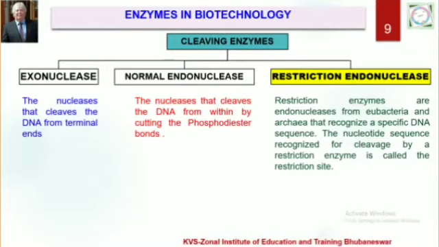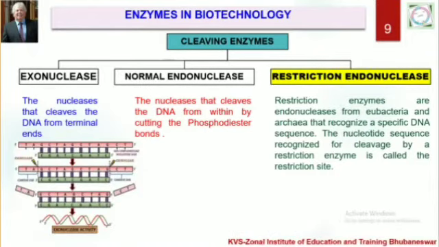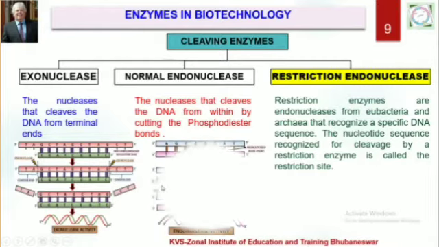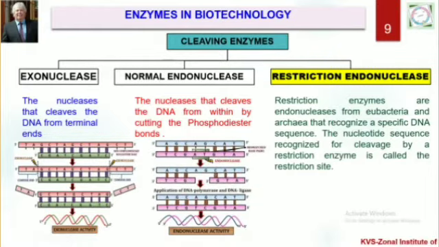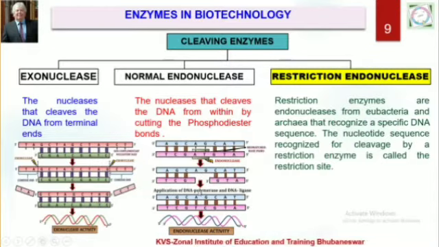Let us see how exonucleases act. If you look at the sequence, you will find these are exonucleases that cleave the DNA from the side. Let us see how normal endonuclease acts. Normal endonucleases cleave the DNA from within the DNA. And you can see it is being cleaved, right?